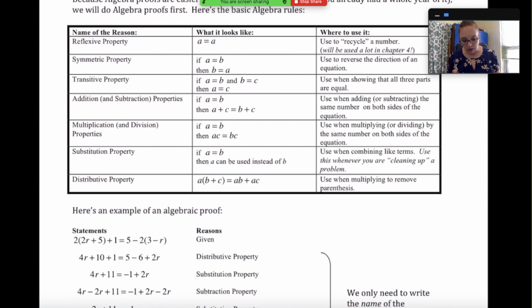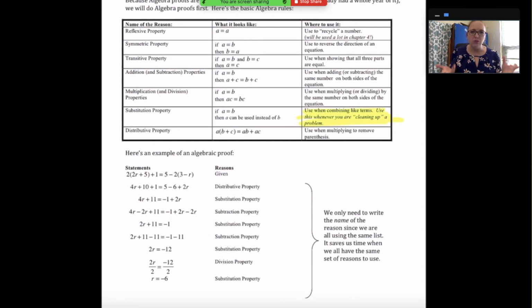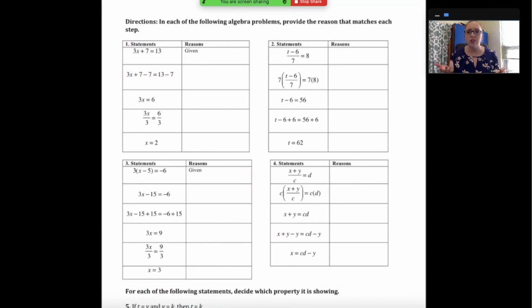It's really going to be useful if you want to highlight this part right here. It says to use whenever you're combining like terms or when you're trying to clean up the problem. That's what you're going to come up with. So the problems really start on the next page. So let's see what we can do there. So let's look at the directions.